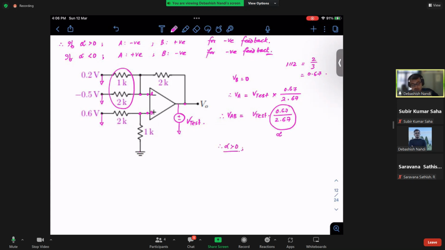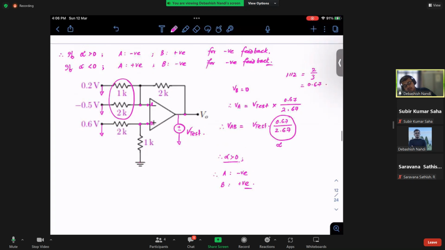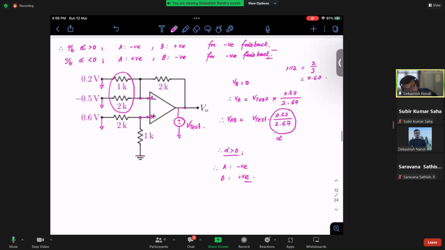So your alpha is greater than 0, right? So for the circuit to be negative feedback, my A terminal should be negative and my B terminal should be positive, right? This statement. And was it so? Yes, I can see that A was negative and B was positive. So I can simply say that the circuit is in negative feedback, right? This way you can check whether your circuit is in negative feedback or not. This is a very useful tool to have.